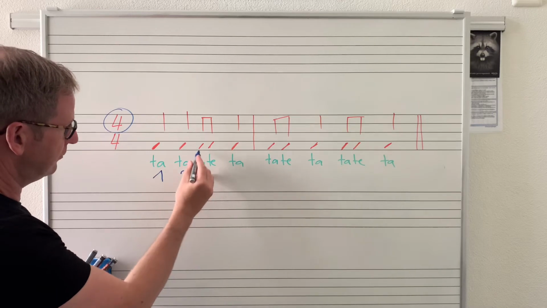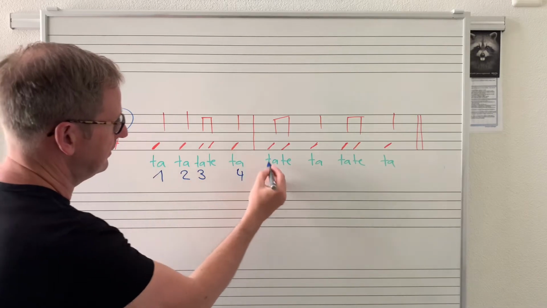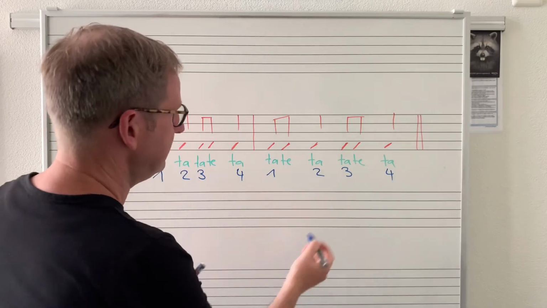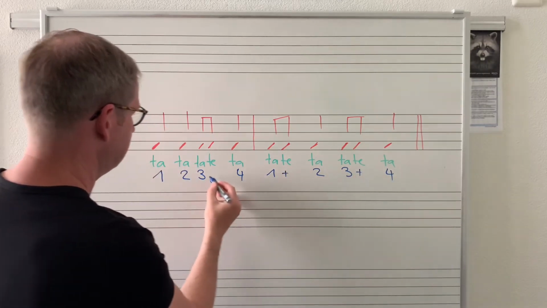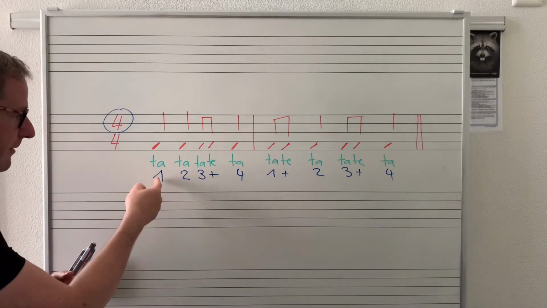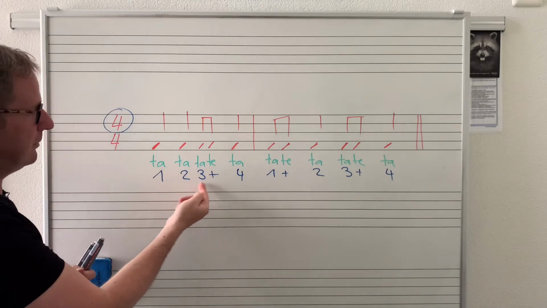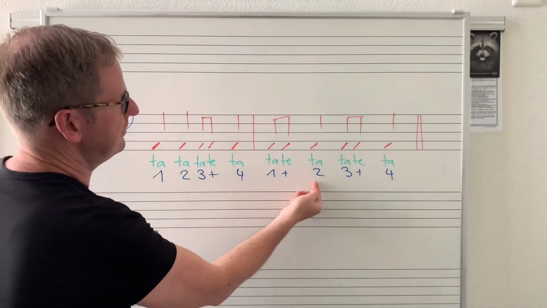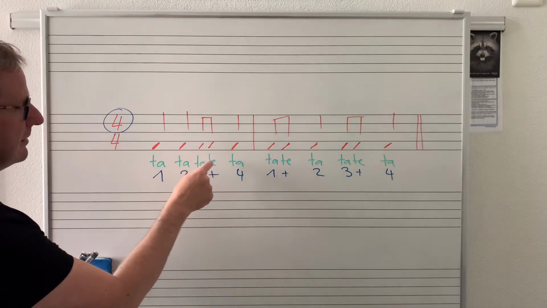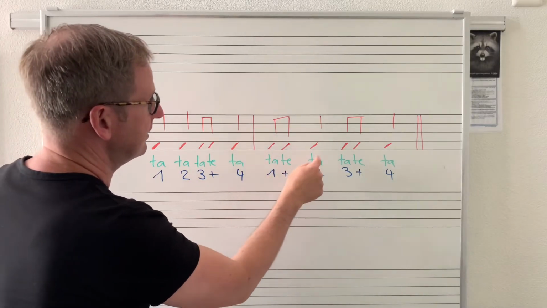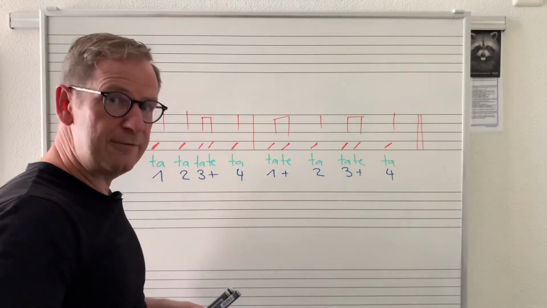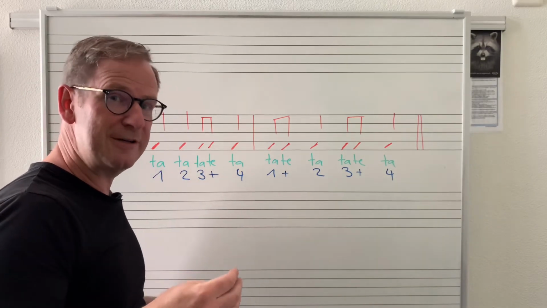There are the numbers. 1, 2, here, 4, here, here, here, and here. Very easy. And here are plus, plus, plus, plus. Okay, and then we can count. We can count with the numbers 1, 2, 3, and 4. 1 and 2, 3, and 4. Or ta, ta, ta, te, ta, ta, te, ta, ta, te, ta. Very easy. And now a few words to the 4/4 bar type.